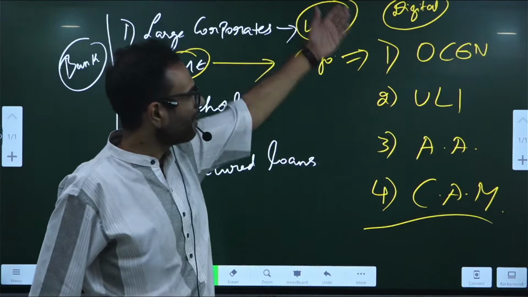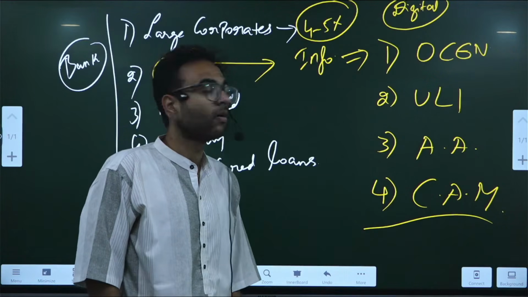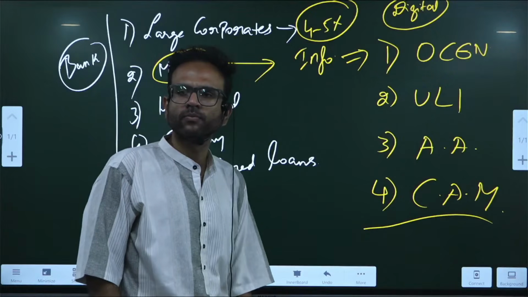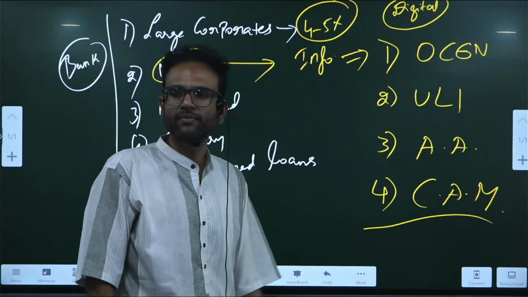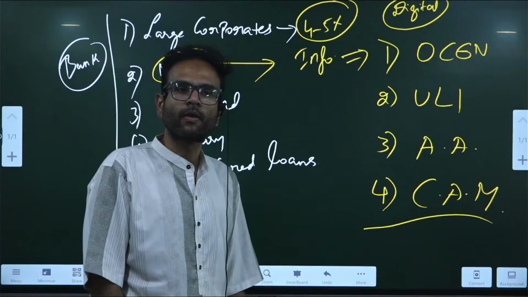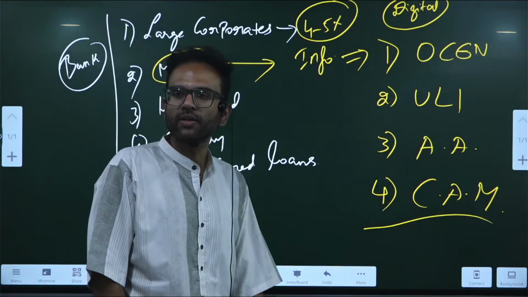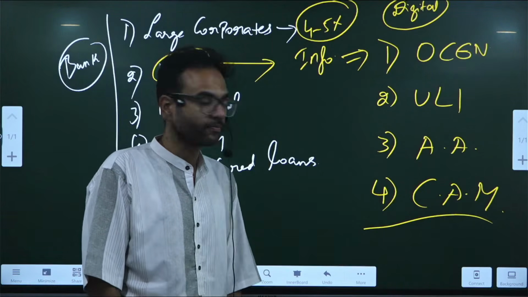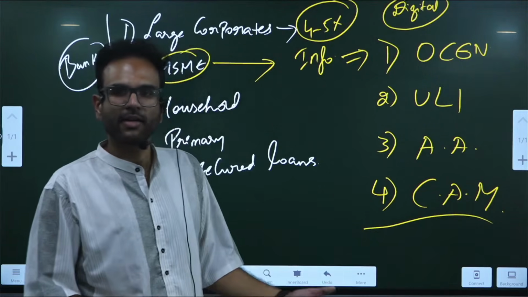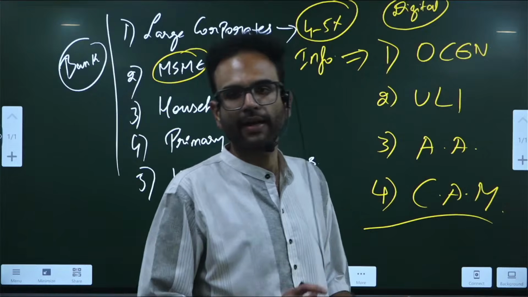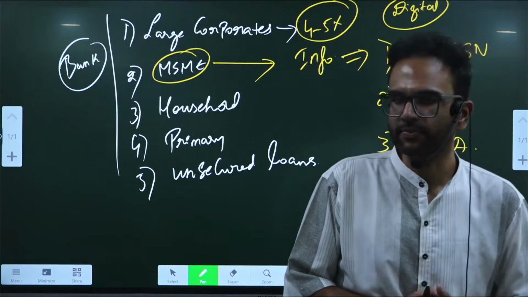How many of you have ever heard about these terms? What is OCEN? What is ULI? Anyone? Someone was telling. Unified Lending Interface. AA stands for Account Aggregator. Finally, CAM stands for Credit Assessment Models, enabling models for the PSBs, which is about taking decisions.